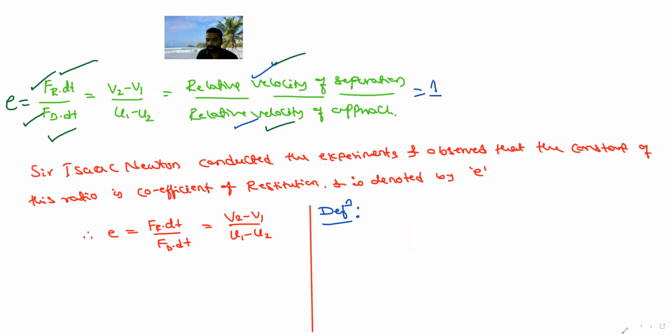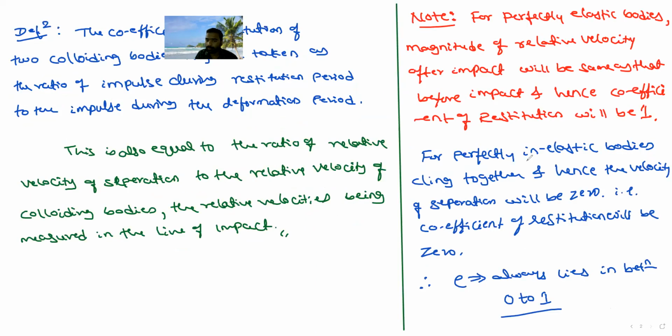If the material is perfectly inelastic, when you throw it at the wall, it will not come back. Or if you put an iron ball on the floor, will it bounce back? No. It means the approach velocity is different from the separation velocity. So in that case, the coefficient of restitution will be equal to 0.